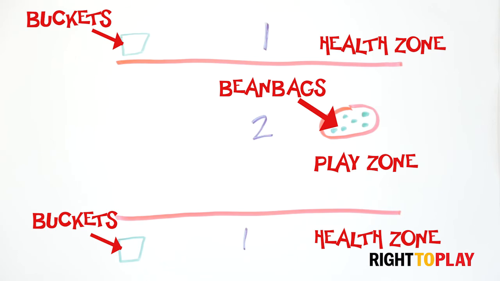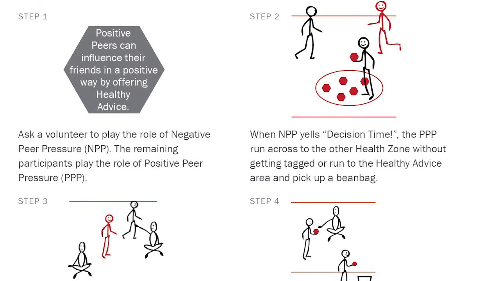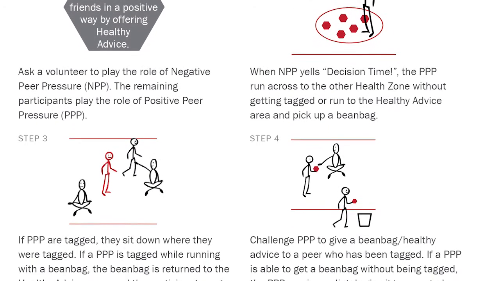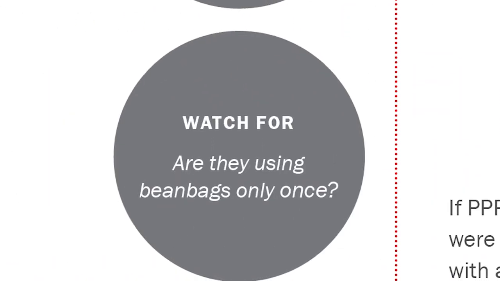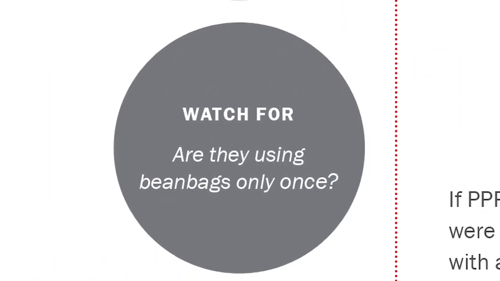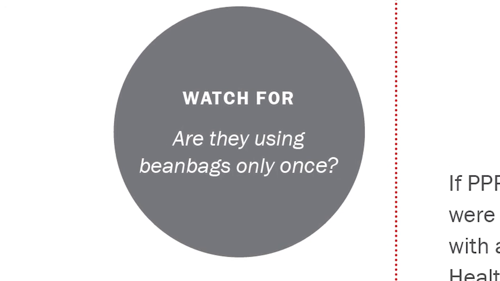Now that you've explained the game, ask if any of the participants have questions. If the game is still unclear, try demonstrating how the game will look with a couple of volunteers. At the end of the steps, and once participants are actively playing, refer to the watch fors found in the bottom left-hand corner circle. If you can answer yes to these questions, your game is running smoothly.